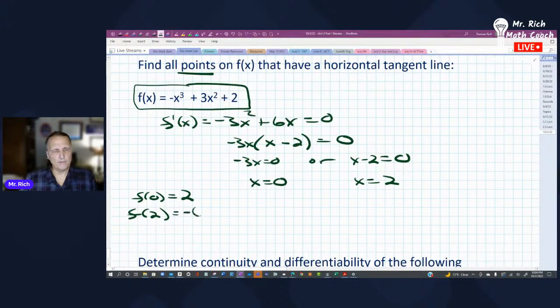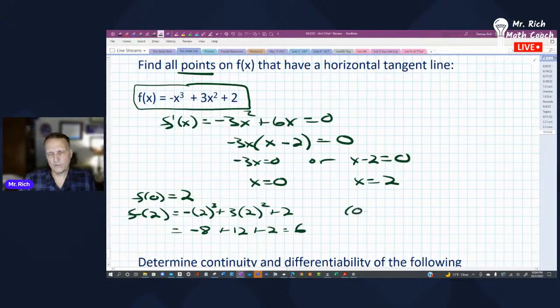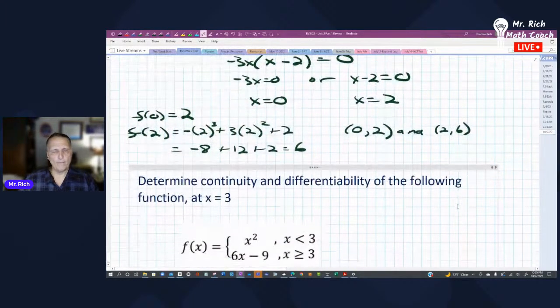So that's going to be minus 2 to the third plus 3 times 2 squared plus 2. That's going to be negative 8 plus 12. That 2 squared is 4, 4 times 3 is 12, plus 2. That looks to me to be 6. So it looks like my answer is 0, 2 would be one location of a horizontal tangent line, and the other one would be 2, 6. Like that. All right, moving on.